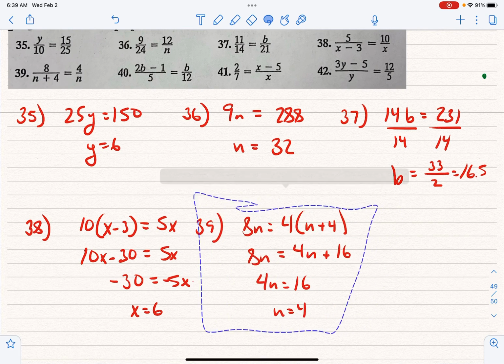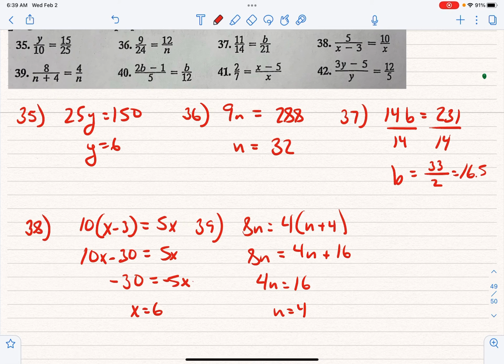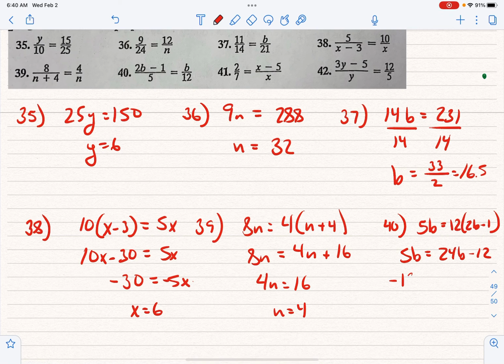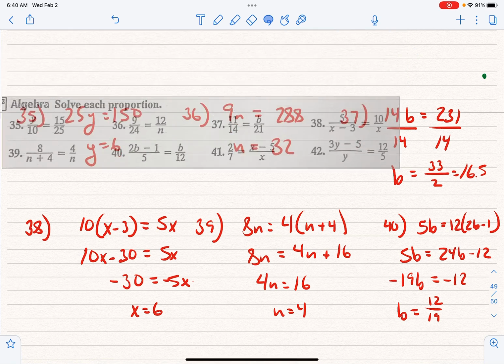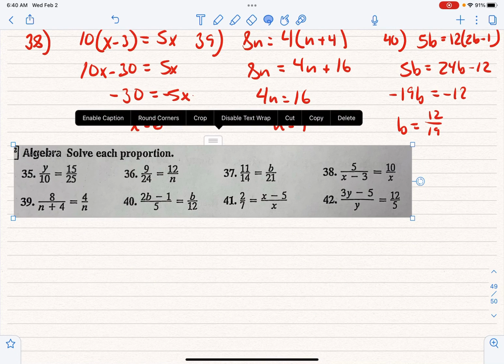And only a couple more to go. Let's see here. Number 40. We're just going to say cross multiply. We get that 5b is equal to 12 times 2b minus 1. And we get 5b is equal to 24b minus 12. Subtract the 24b from both sides. Boy, this one is gross, isn't it? We get negative 19b is equal to negative 12. So therefore, b is equal to 12/19. The negatives cancel out. Ugh. That one's all sorts of fun. I'm going to move this down a little bit. Okay, so I can see the last couple.